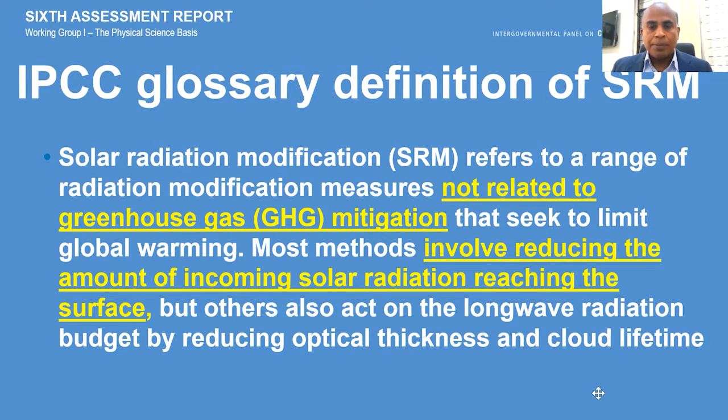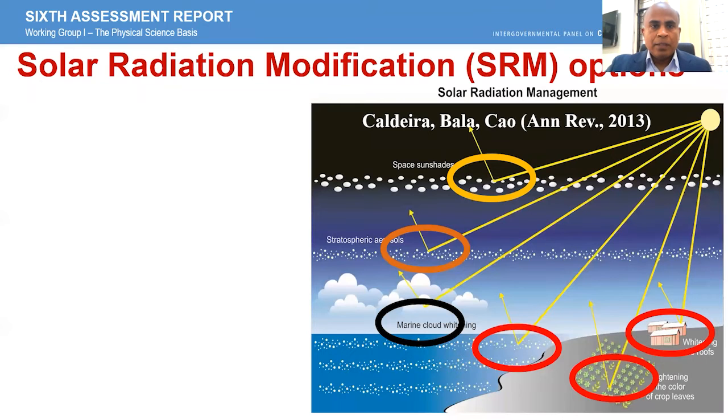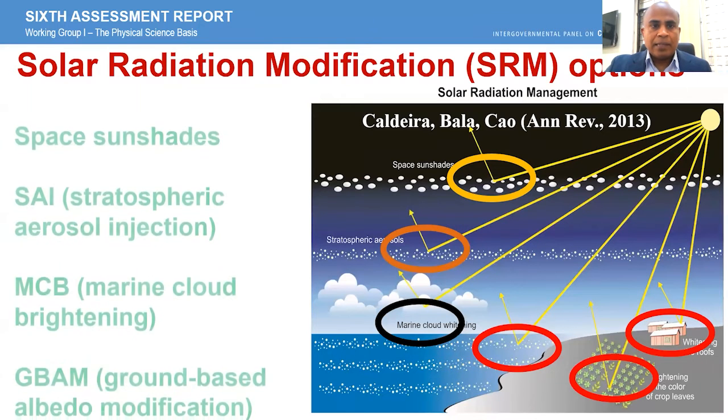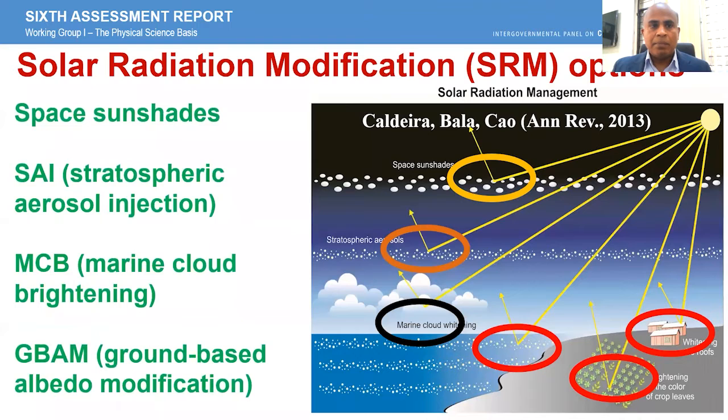There is also one option involving the high-level cirrus clouds that affects the long-wave radiation budget of the planet. But interestingly, this option has been classified as SRM both in this particular IPCC report and also in the previous IPCC special report on 1.5 degrees C. So here is the schematic that illustrates the various SRM options.